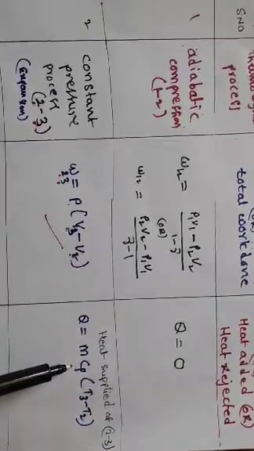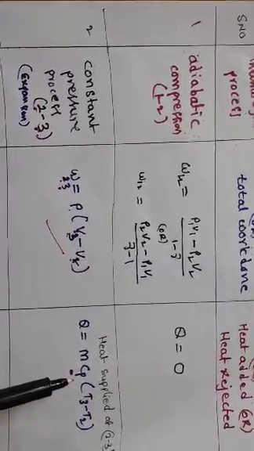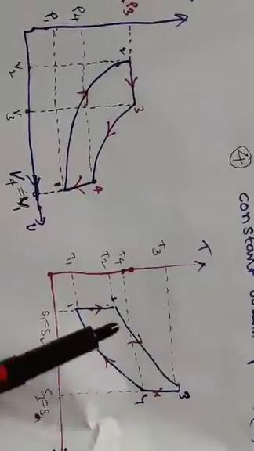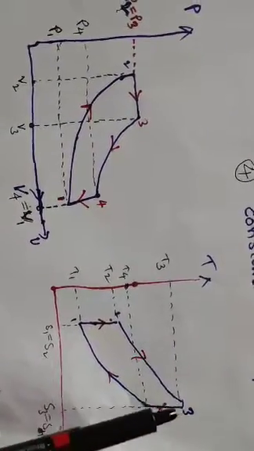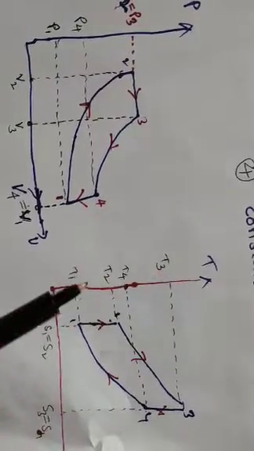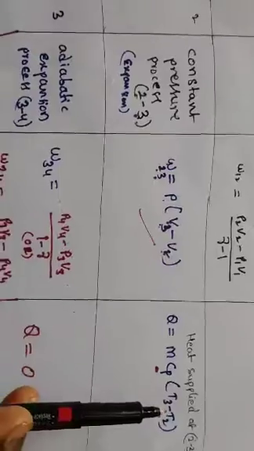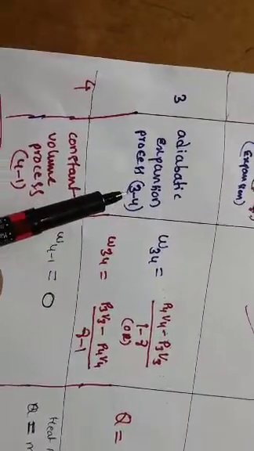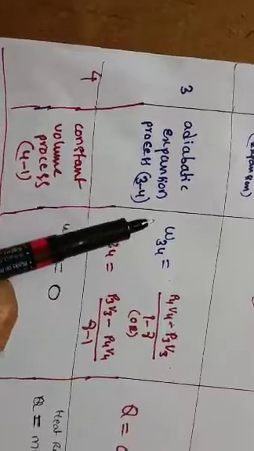This is a constant pressure process, that's why it is m Cp (T3 minus T2). So why T3 minus T2? Once again, if you observe the T-S diagram, 2 to 3, state 3 is at the higher temperature, that's why T3 minus T2. Next, coming to the third process, the adiabatic expansion process, that is 3 to 4.